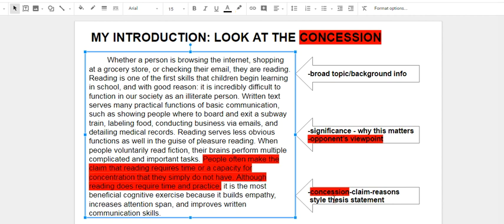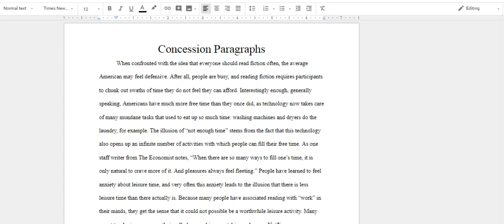And then you can see even in the concession part of my thesis statement, I hit on both of those points, although reading does require time and practice. So I need to give both of those separate points that my opponent supposedly has brought up or would bring up. I need to fully develop both of those ideas before I go on afterward to prove why they're wrong, okay?